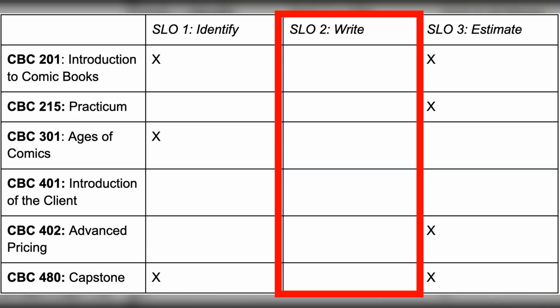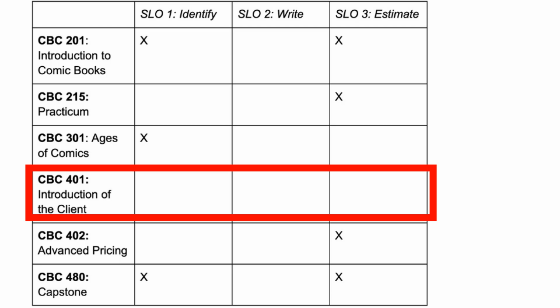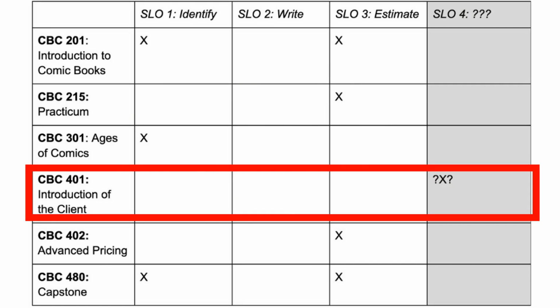If SLO 2 isn't truly essential, maybe it needs to be replaced with something more central to the program. However, if it is important, it's time to get cracking and build SLO 2 into the curriculum. As for CBC 401, if a required course doesn't map onto any program level SLO, that's a problem. Is there a shadow SLO that hasn't been defined yet? Or is the course just not relevant anymore? Either way, it needs to be addressed.